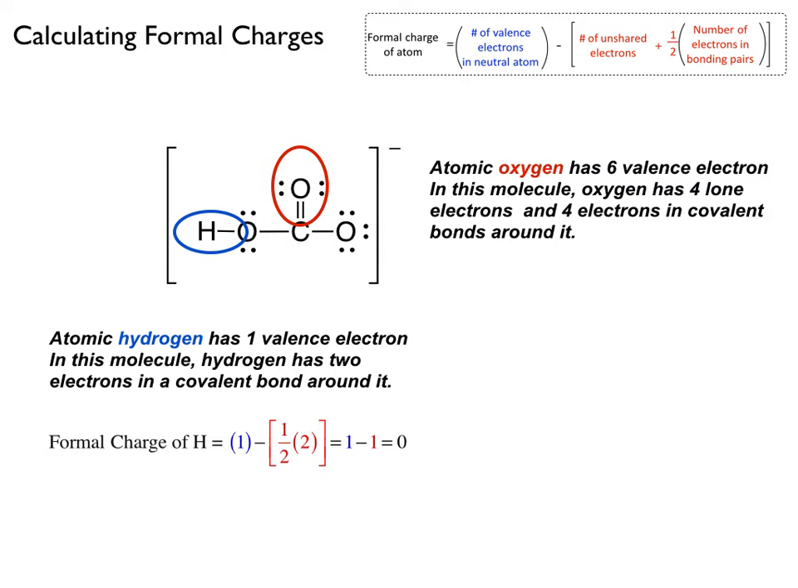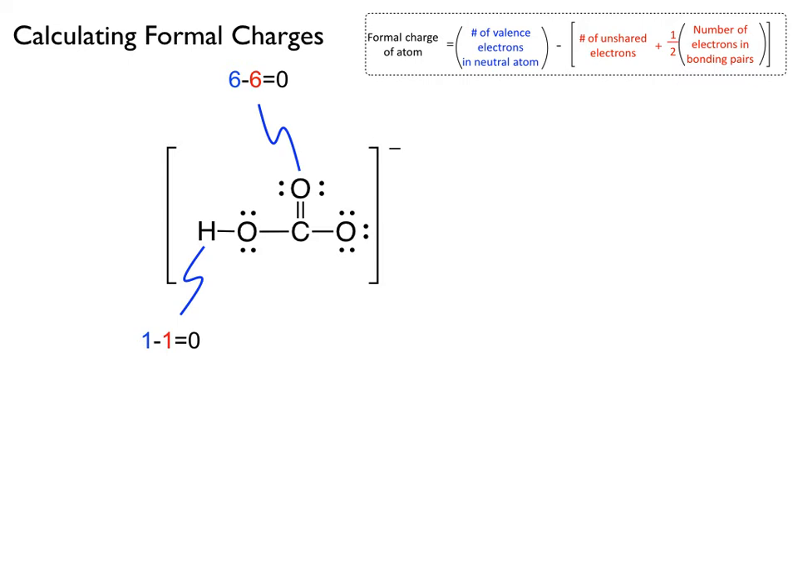There are 2 covalent bonds, both representing 2 electrons. So that's 4 electrons times 1/2, which gives us 2. We end up having 6 minus 6 equals 0. So that oxygen, again, has 0 formal charge. There it is written out in a little bit shorter hand.